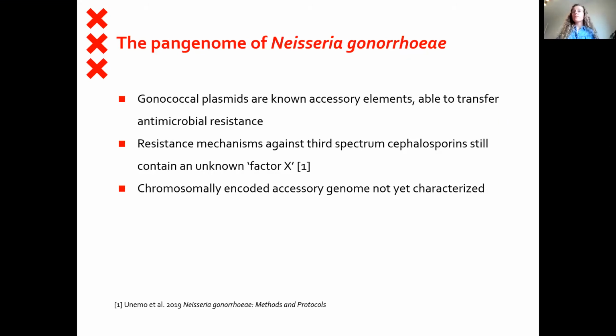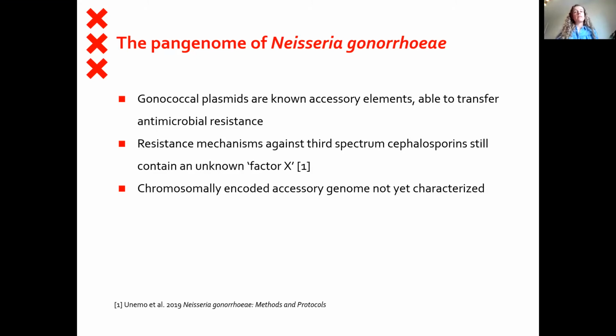There are quite some genomes available for Neisseria gonorrhoeae, which are also quite well annotated. And in the PubMLST database, there is the core genome MLST scheme available, which defines the core genome of Neisseria gonorrhoeae. Also, there are some accessory elements known for gonorrhea, which mainly are plasmids. And one of the plasmids, the beta-lactamase plasmid, is able to transfer antimicrobial resistance.